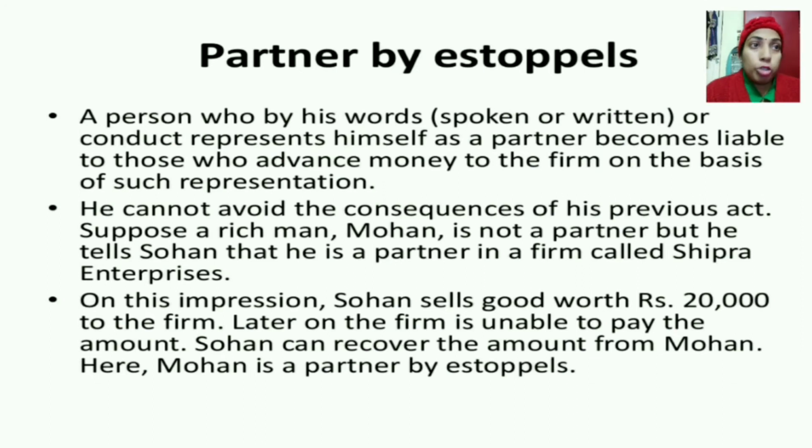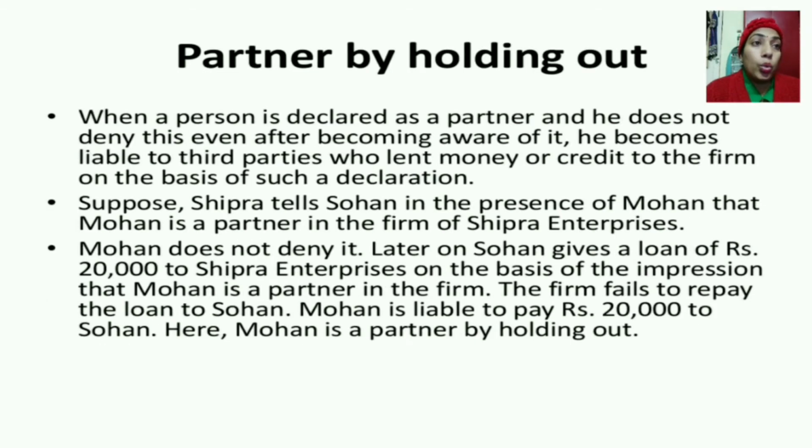Later on, the firm was not able to pay the amount. Sohan can recover the above said amount from Mohan. Why? Because here Mohan is a partner by estoppel. Then comes partner by holding out.